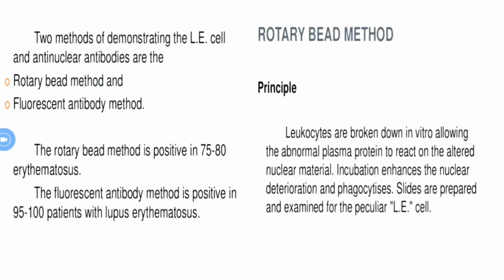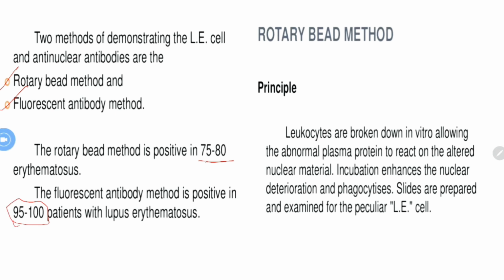Now, two methods for demonstrating the LE cell and the antinuclear antibody are the rotary bead method and the fluorescent antibody method. The rotary bead method is positive in 75 to 80% of lupus erythematosus cases, while the fluorescent antibody method is positive in 95 to 100% of cases.